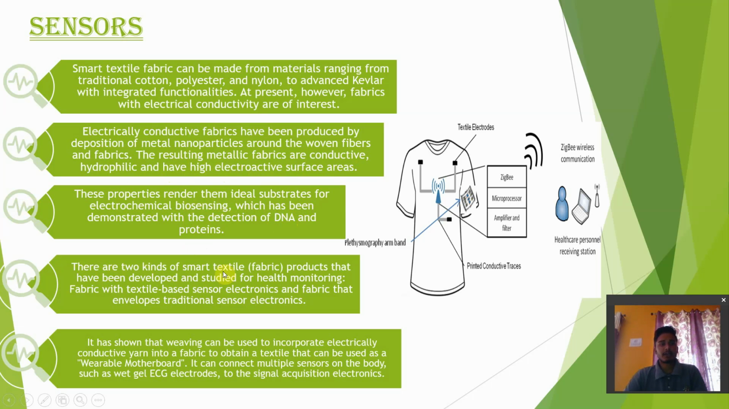There are two kinds of smart textile products that have been developed and studied for health monitoring. Basically, there are two types of smart textiles for health monitoring: fabric with textile based sensor electronics and fabric that involves traditional sensor electronics. It has been shown that weaving can be used to incorporate electrically conductive yarn into a fabric to obtain a textile that can be used as a wearable motherboard. It can connect multiple sensors on the body, such as gel ECG electrodes, to the signal acquisition electronics.